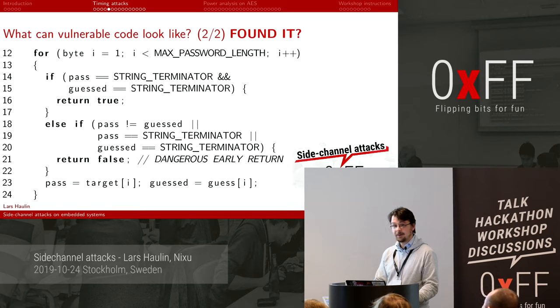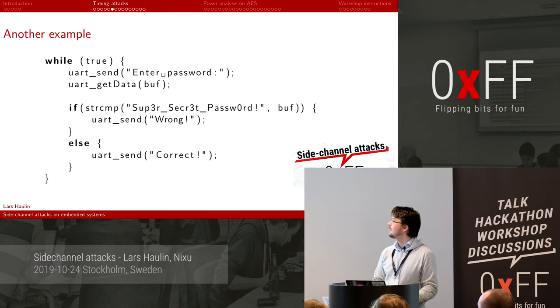So I have made a measurement example. Again, not on this library code, but I wrote some of my own. I wrote a small example which just sends out "enter password" on the serial port, and then asks for a password, and then does a string comparison to a super secret password, and then it says "wrong" if it's not the same, and else, if it's correct.